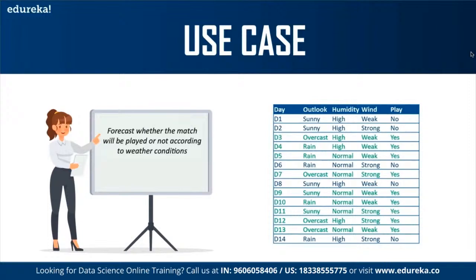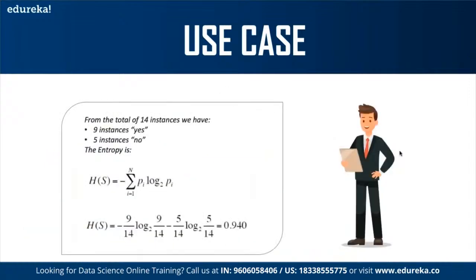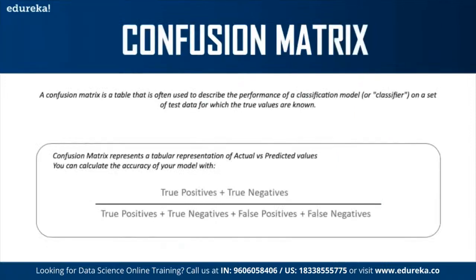In terms of the use case, for the outlook we have three different outputs: sunny, overcast, and rain. So we have divided this into smaller components as sunny, overcast, or rain. Then in these 14 different instances on which we performed our analysis, 9 said no and 5 said yes. Then we can perform the entropy analysis here, where we divide the number of times by the respective total.